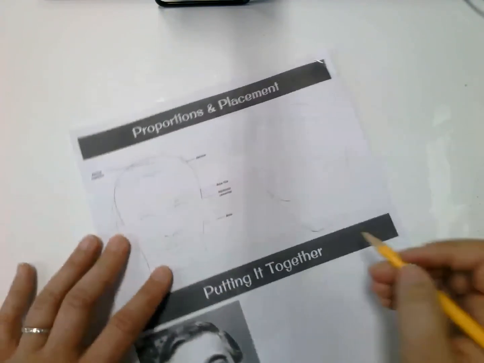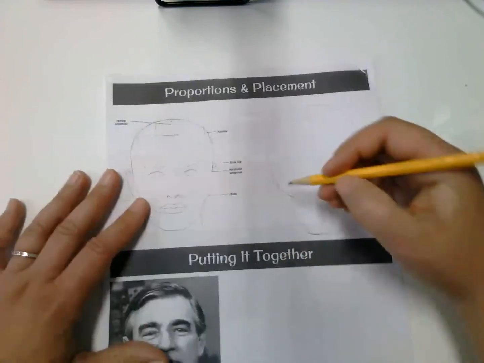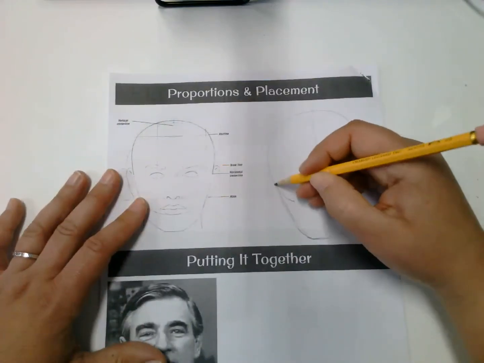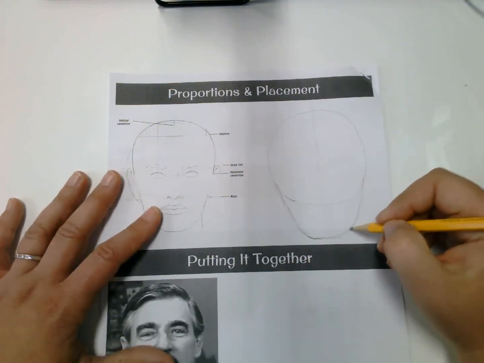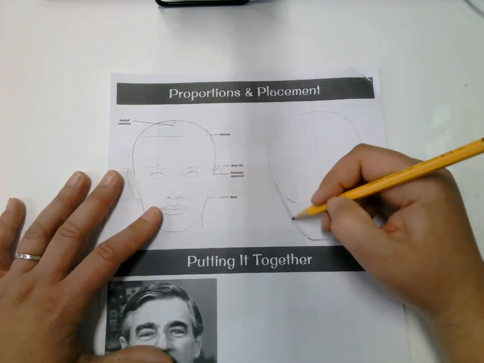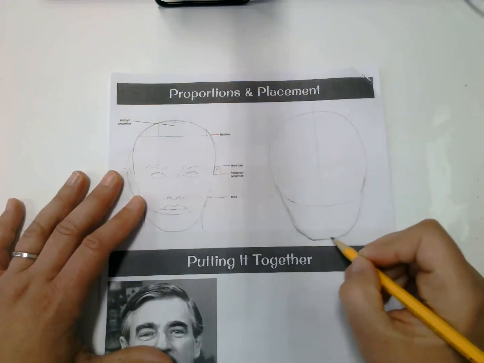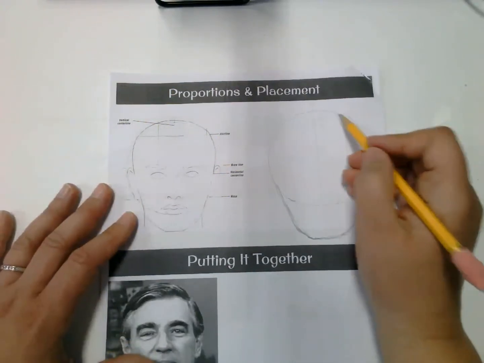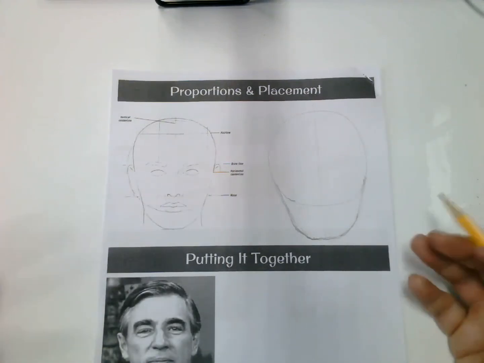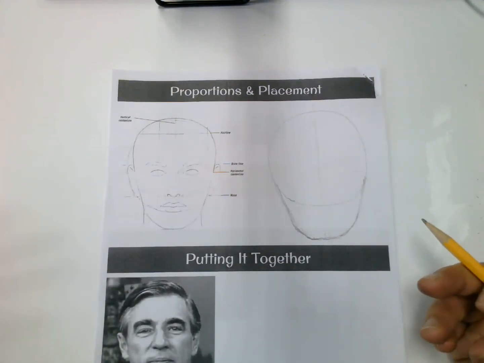Beautiful. But for this one, I am not going to erase my center line just yet. I kind of want a jawline that looks like this. Perfect. Okay, so first things first, we've got to figure out where the center of the head is.